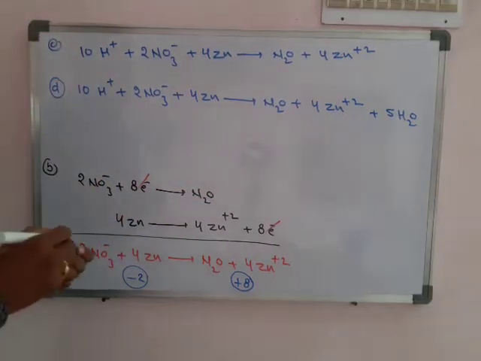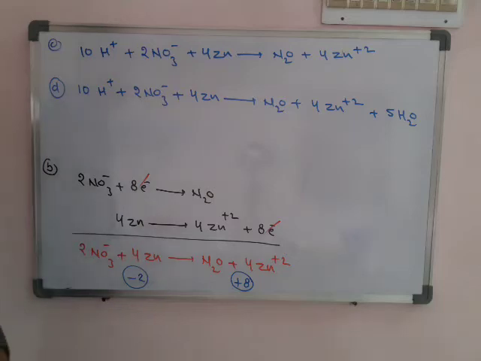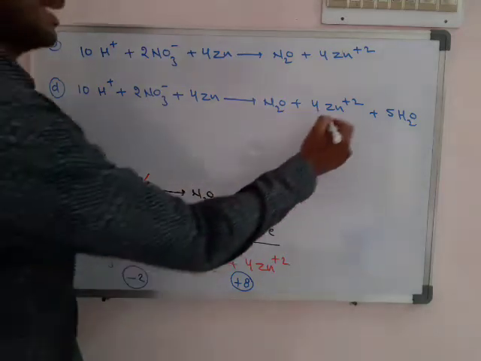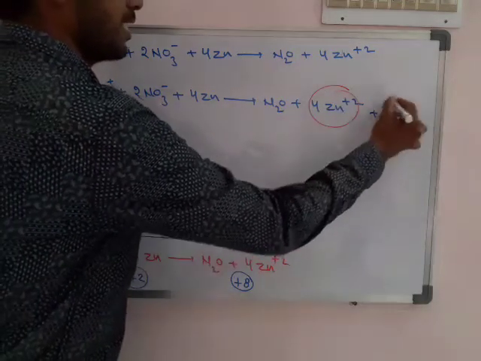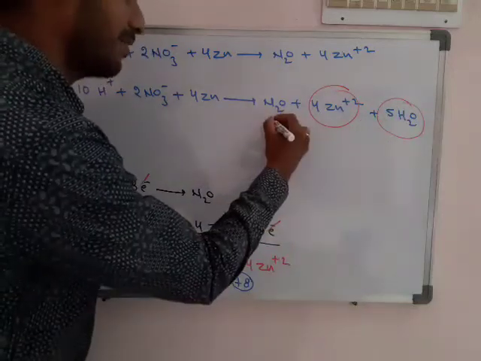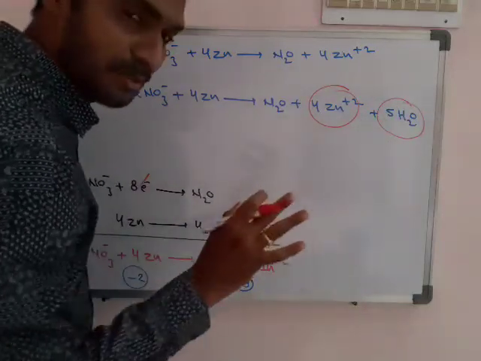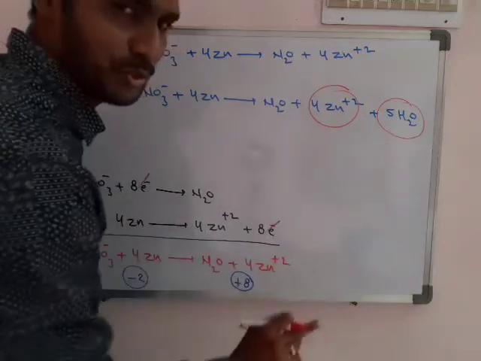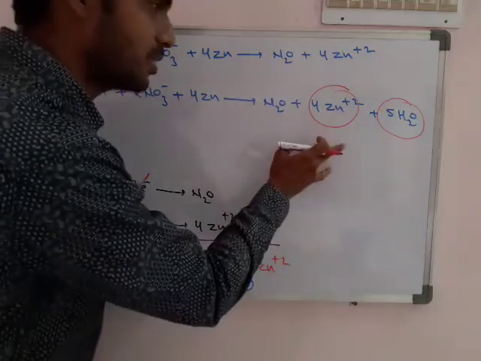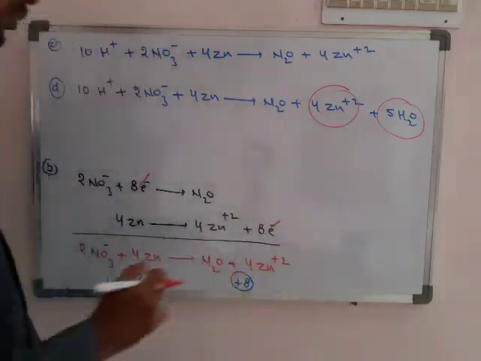So now what are the answers? The answers are Zn plus 2 and H2O, because the question already gives N2O. So what are the products, Zn plus 2 and H2O? After balancing, it is 4 Zn plus 2 and 5 H2O.